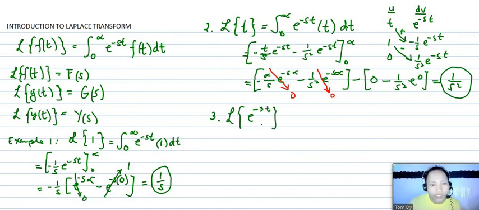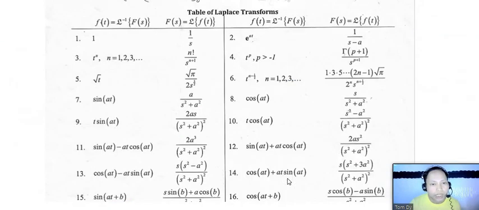Now, to solve this problem, e raised to negative 3t. Take note, e raised to negative 3t. So, if you look at the Laplace transform table, we have here our function e raised to at, which is equivalent to its Laplace transform equals 1 over s minus a. Take note, e raised to at equals 1 over s minus a.